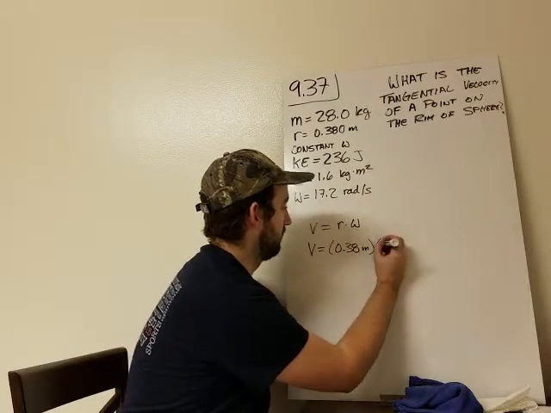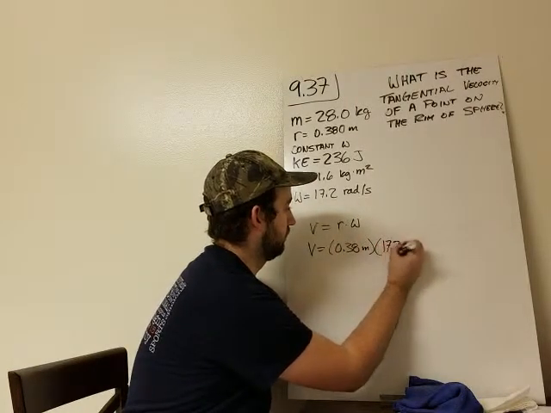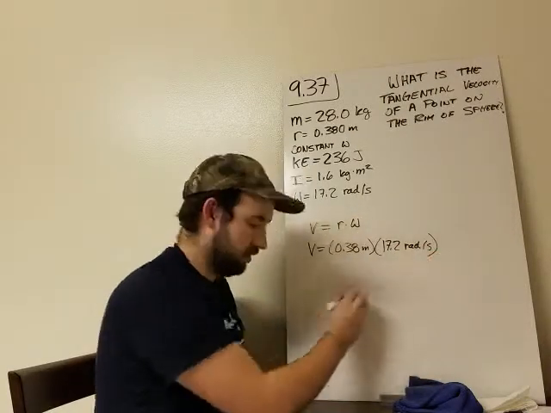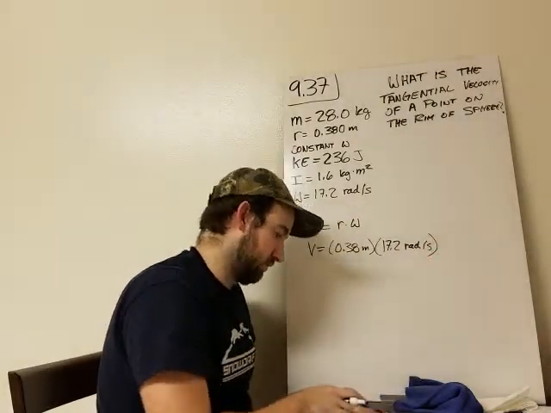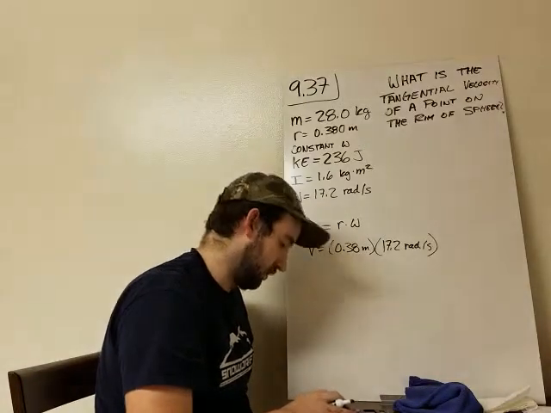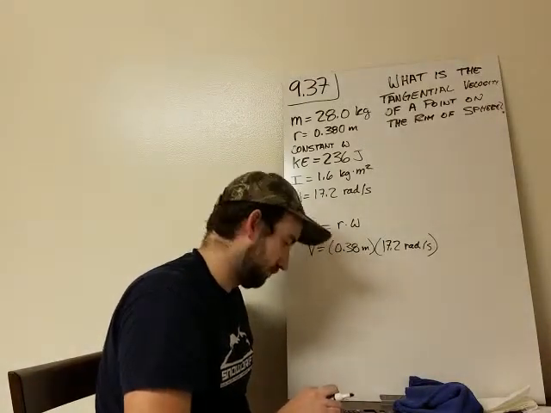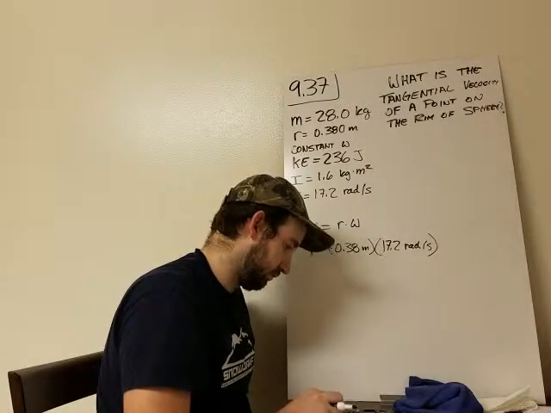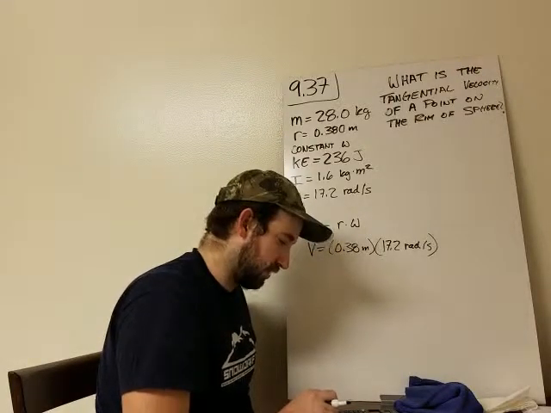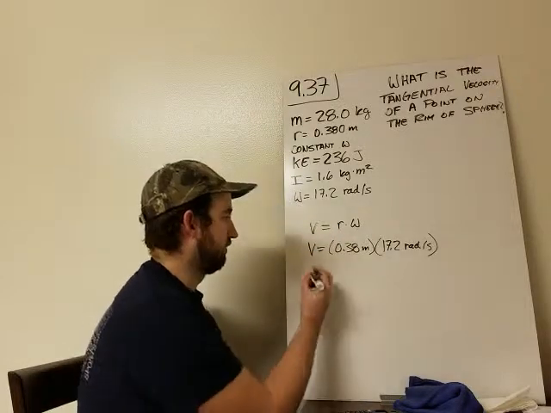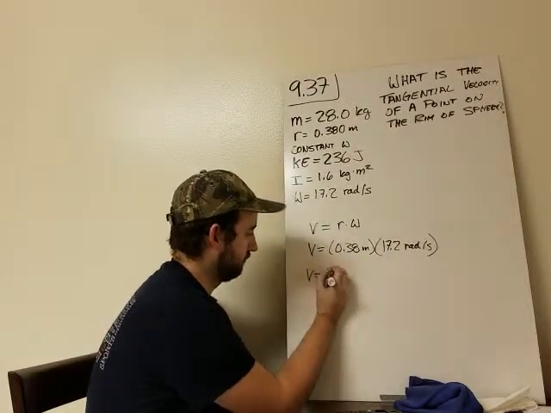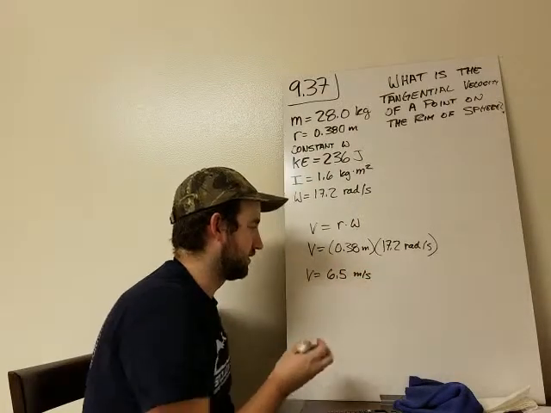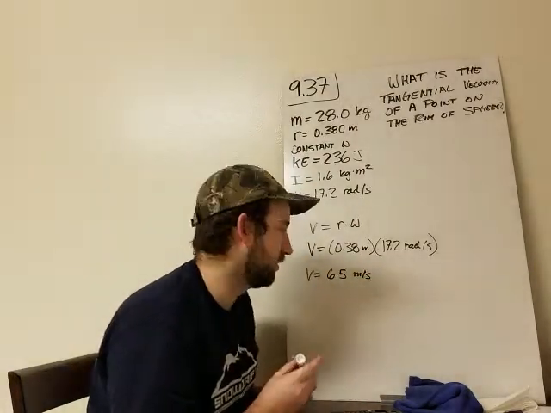times 17.2 radians per second, and throw that in the calculator. And we end up getting about 6.5 meters per second for that tangential velocity.